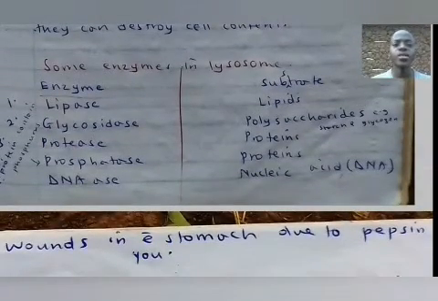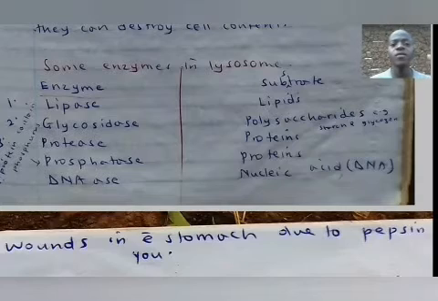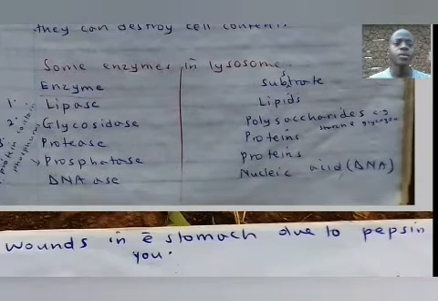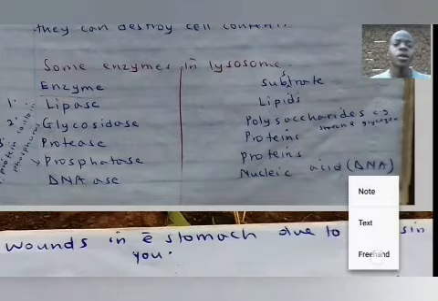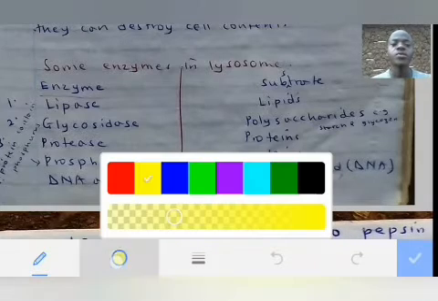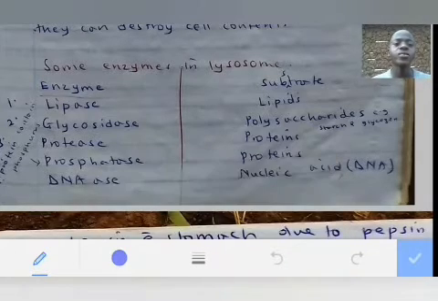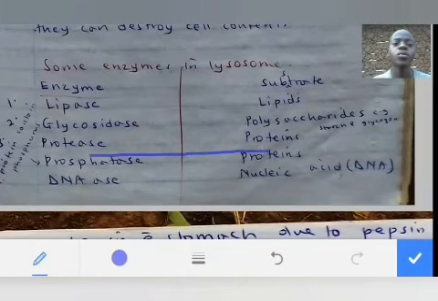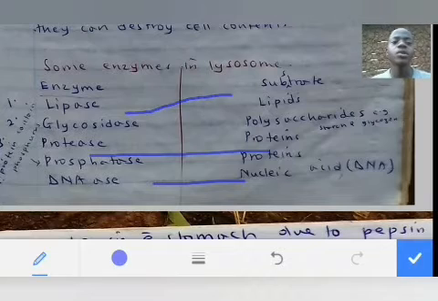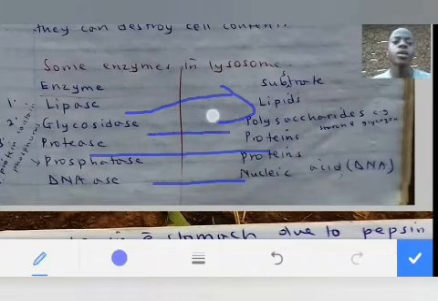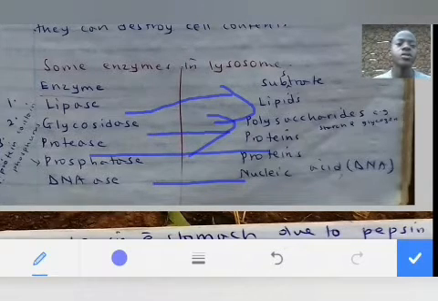So these are some of the enzymes found in the lysosome. We have lipase, which works on lipids, glycosidase, which works on polysaccharides, protease, which works on proteins. We also have phosphatase, which works on phosphate esters. We also have DNase, which works on nucleic acids. So lipase works on lipids, glycosidase works on polysaccharides.